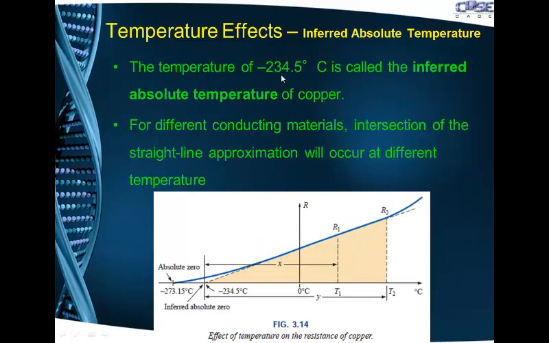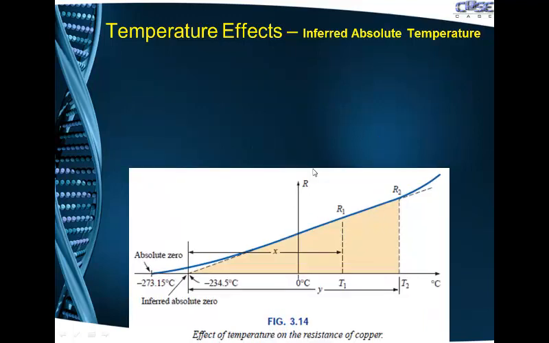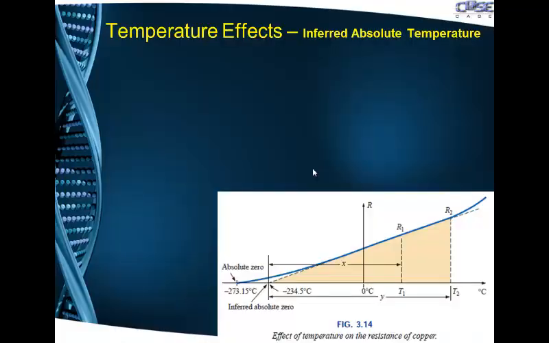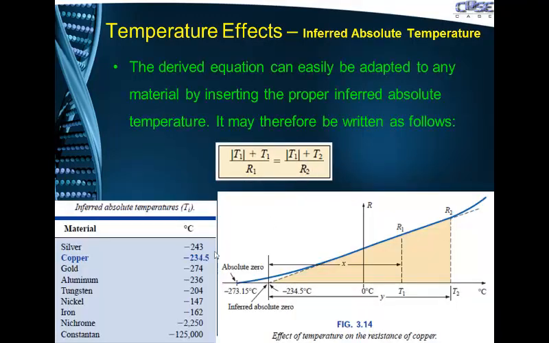Okay, the temperature of minus 234.5 degrees centigrade is called the inferred absolute temperature for copper. So for different conducting materials, the intersection of the straight line approximation will occur at different temperatures. The table is provided here for the inferred absolute temperature for different materials. For silver it is minus 243 degrees centigrade, and for copper it is minus 234.5 degrees centigrade, and for other materials it is indicated here.